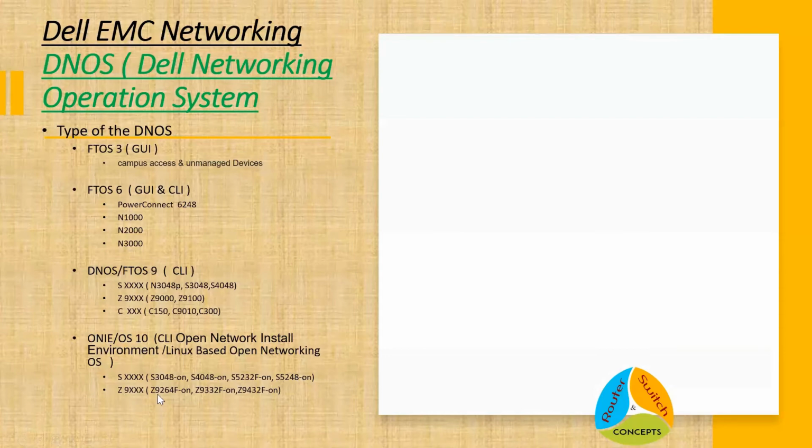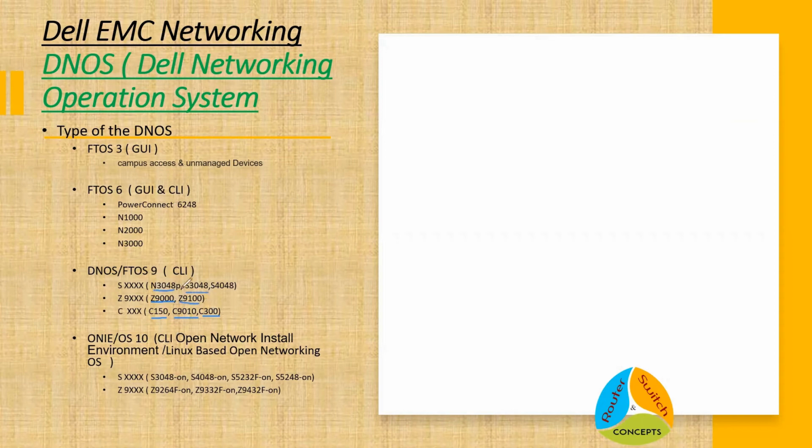If you go to the Z series, Z9200, 9200 is the series, and 64 is the number of ports available. 9200 is basically a 2U switch, and it supports 64 fiber ports. Whereas in our models, C150, C9010, and C300 are basically 9U switches. It's just like your Cisco 6500 device, a big switch. The rest of these are basically 1U switches.